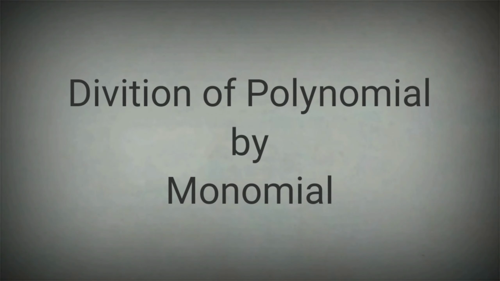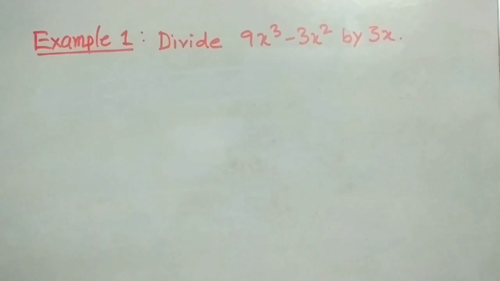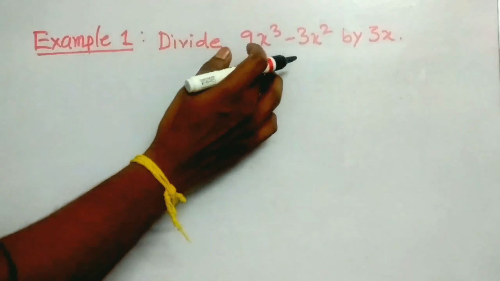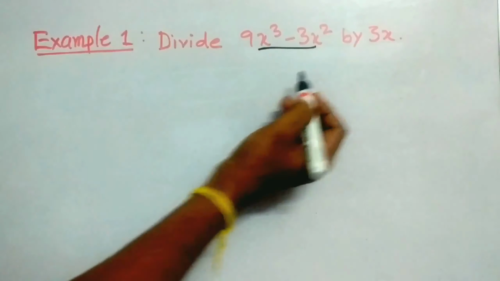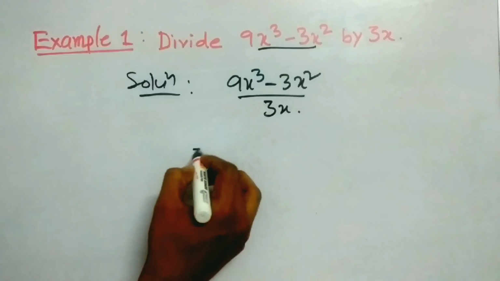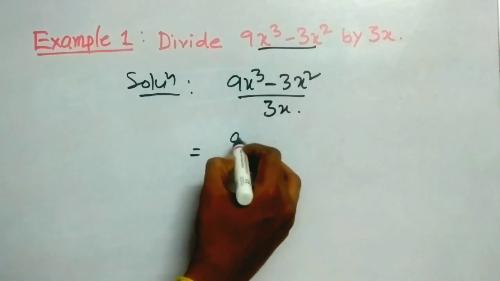Let's go for division of polynomial by monomial. Let's move to some examples. Here in this question, divide 9x cube minus 3x square by 3x. Here it is a polynomial, it is a monomial. So let us split this.